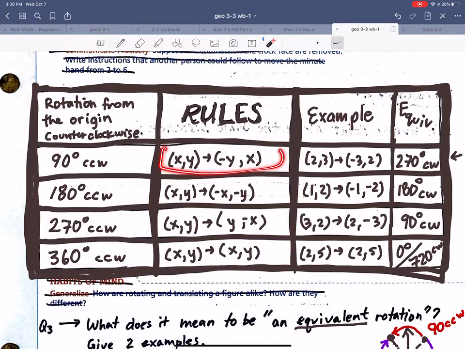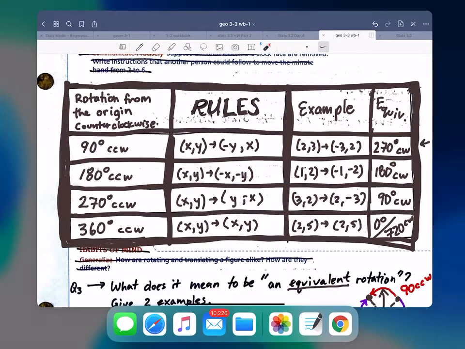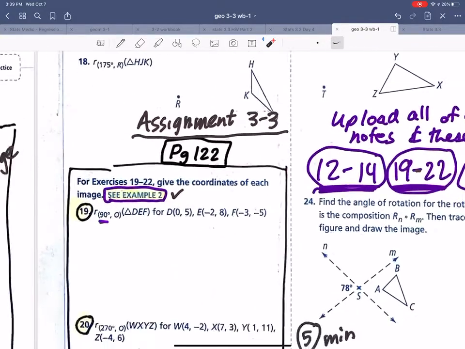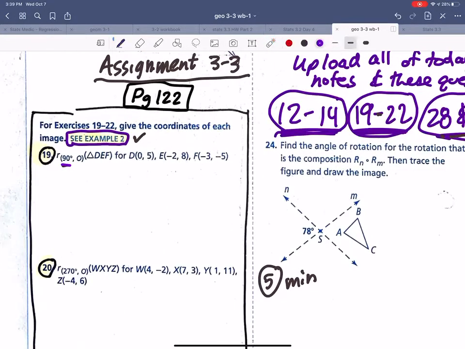90 degrees counterclockwise is switch spots and the y is negative. Okay, switch spots and the y is negative. So switch spots, and the y is negative.